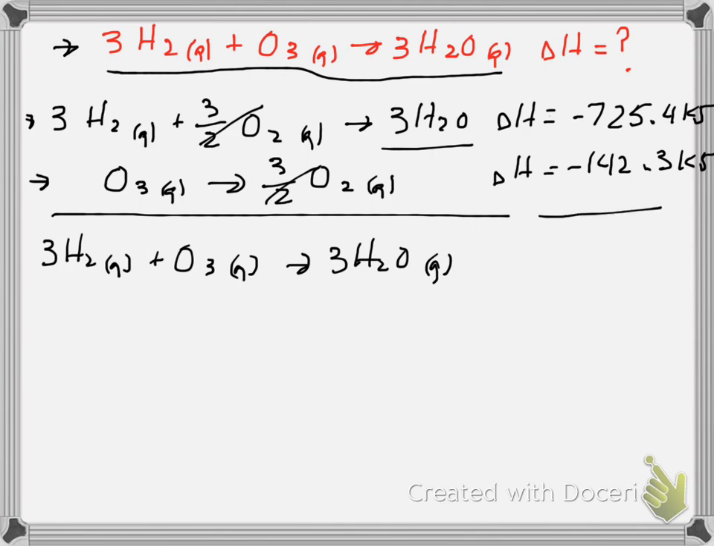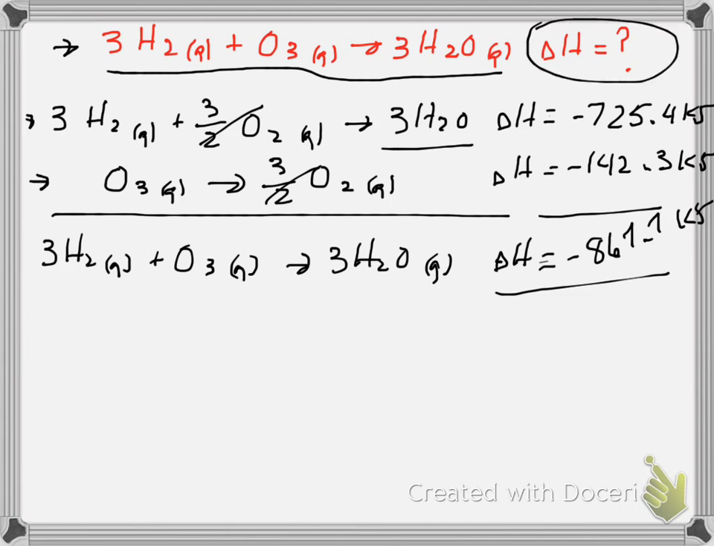All right, so I have 725.4 plus 142.3. Add those up and I get delta H equals negative 867.7 kilojoules. Okay, so that is the answer we were looking for up here. That's the delta H value of this equation, figured out by combining two other reactions and adding up their delta H's.